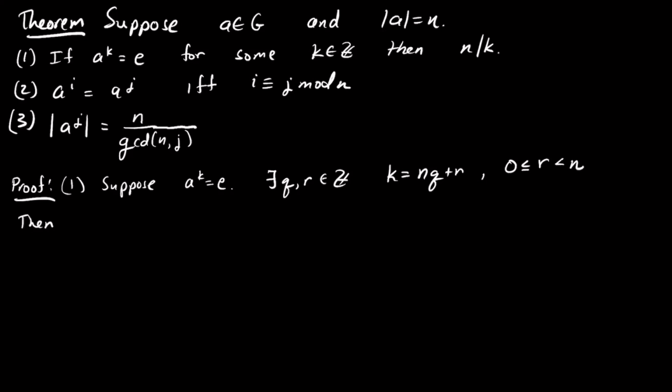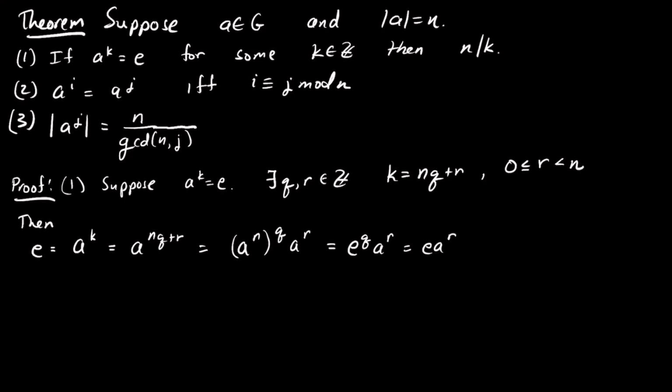So then what do I have? I have a to the k, which is equal to e. This is equal to a to the nq plus r. And now using the properties of my notation, this is going to be a to the n to the q times a to the r. Well, I know that the order of a is n, so I know that a to the n is e. So what I'm really looking at is e to the q times a to the r. But e to the q is e, so this is e times a to the r.